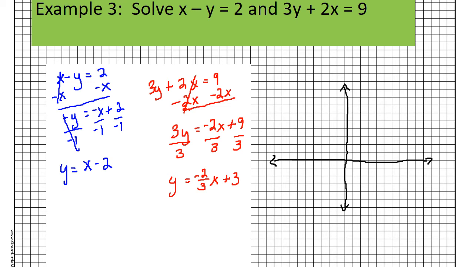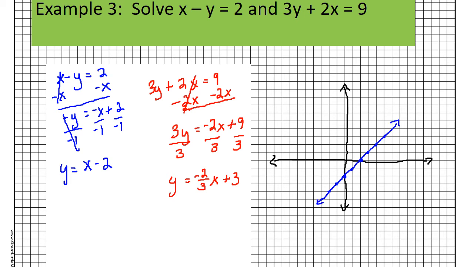With the first line, I see that the y-intercept is -2. Our slope is 1 because that's the number in front of the x. So we go up 1 over 1 to the right. The opposite of that is down and to the left. Connect those points. And there's the first line.